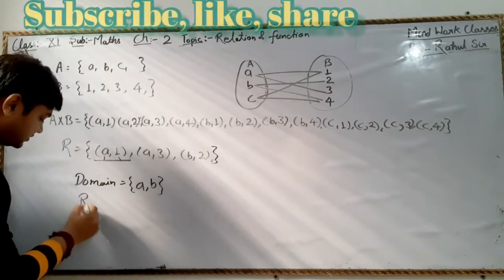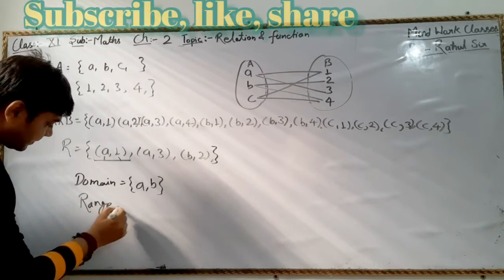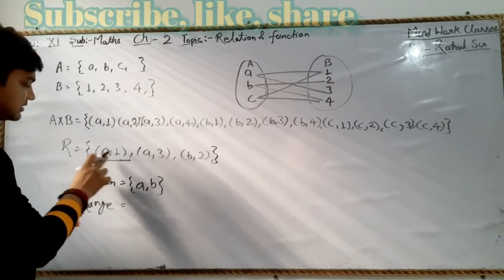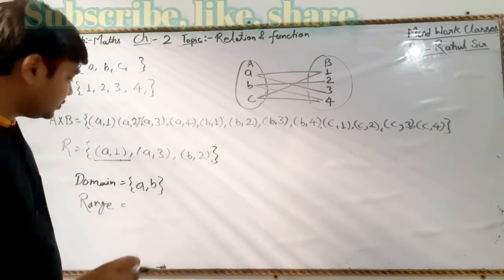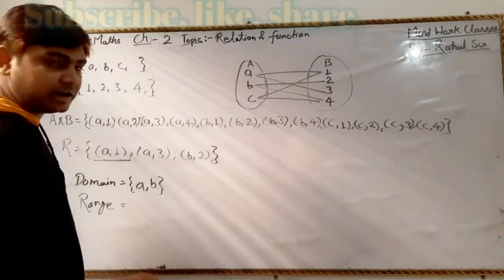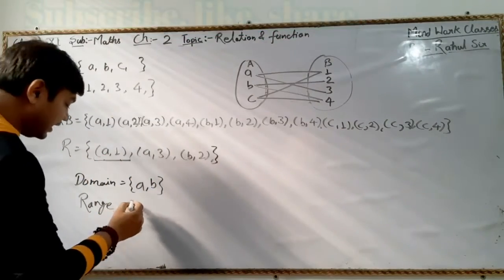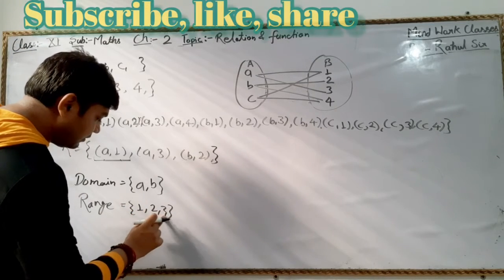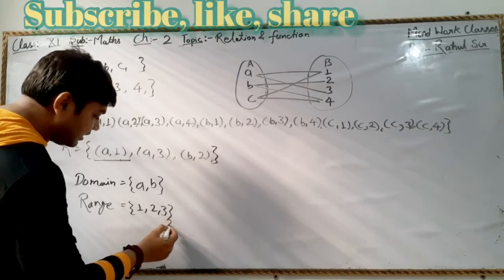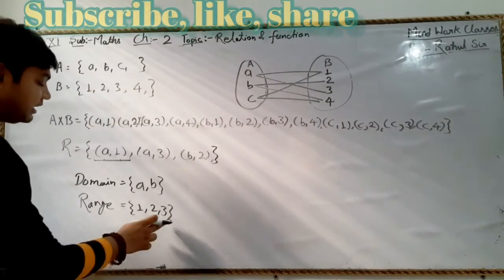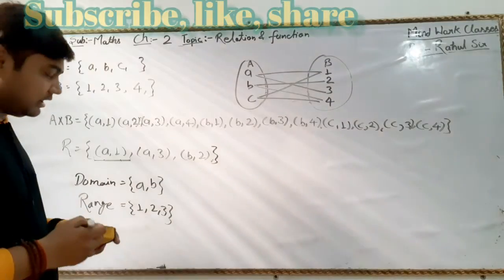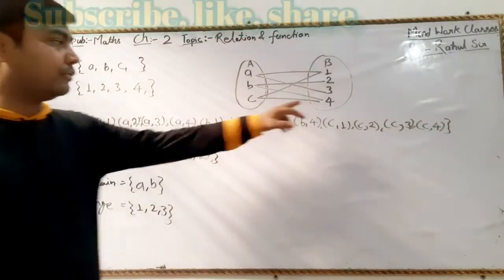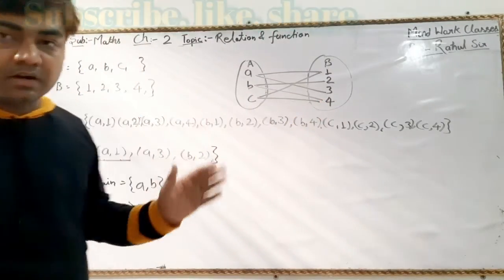Okay. Now range. In this, all the second elements will be the range. So 1, 3 and 2. That means 1, 2 and 3 will be the elements of the range. And we don't have the fourth element, that is 4. That means for this relation, 4 is not in the range.